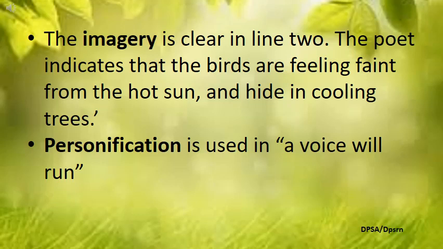So in this line, the poet has made use of imagery. The poet indicates that the birds are feeling faint from the hot sun. The reader can visualize the birds about to faint from the hot sun.